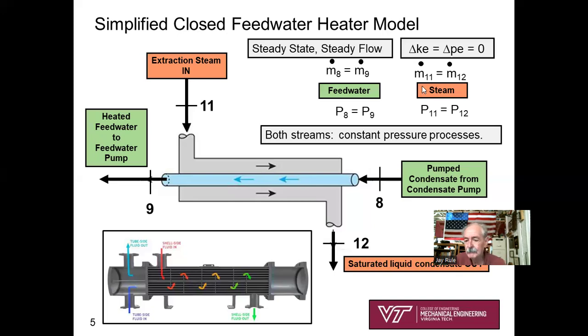So on the steam side, we've got m dot 11 equals m dot 12. And it also is a constant pressure process. P11 equals P12. I've just tried to number this in a generic way so you can see how you would set this up. How would you set this analysis up? Both streams, constant pressure process.